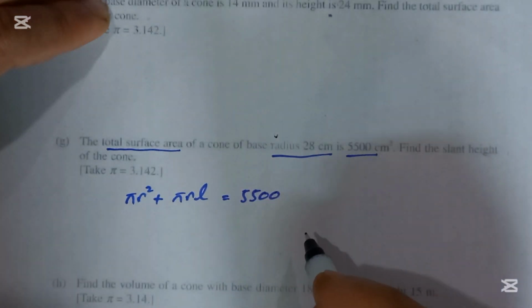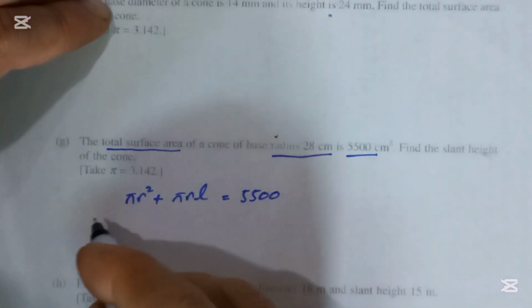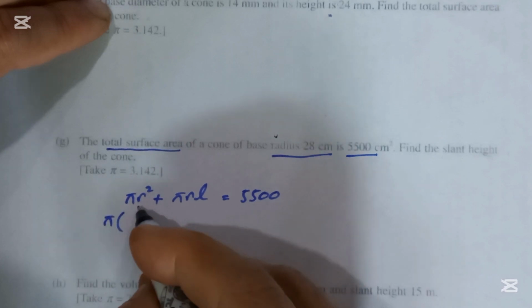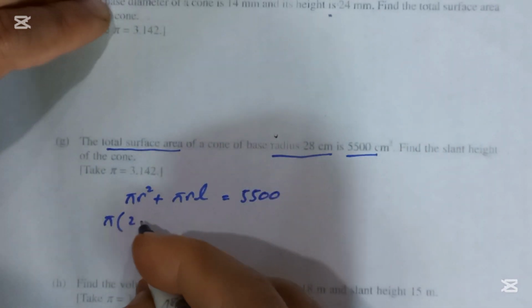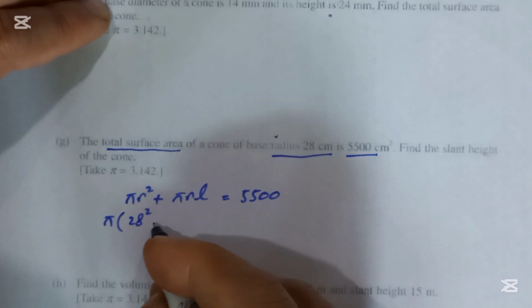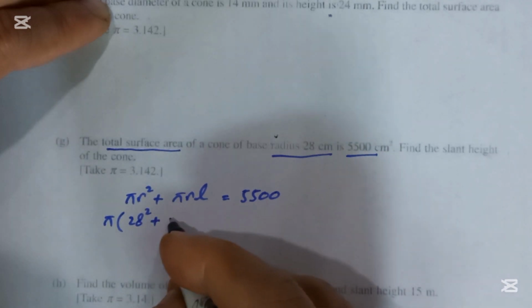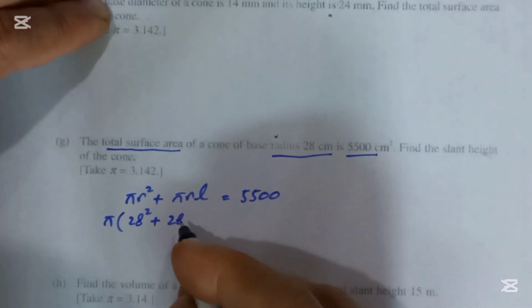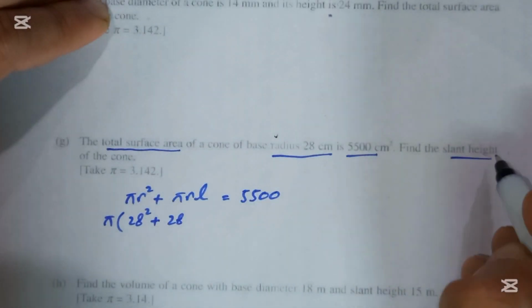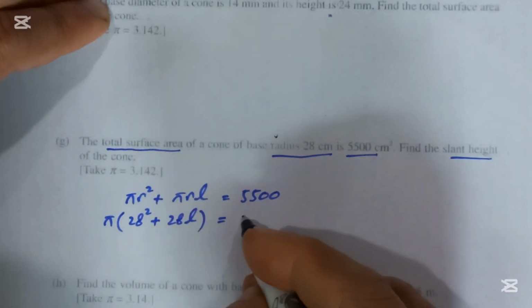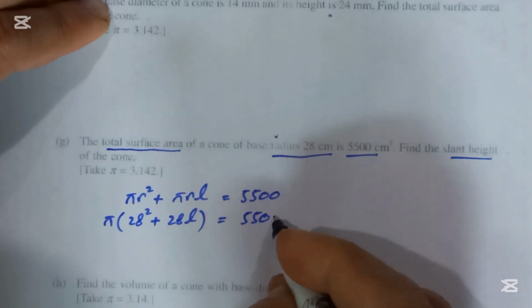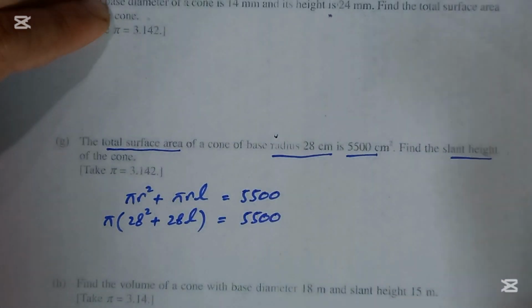And now put the values in this formula. Pi will be taken as common. So here is r square now, and radius is 28. So here will be 28 square plus here is r, so 28 will be here, and find the slant height. So slant height will remain as it is because this is the requirement. So values are being put in the formula, and now use the calculator.